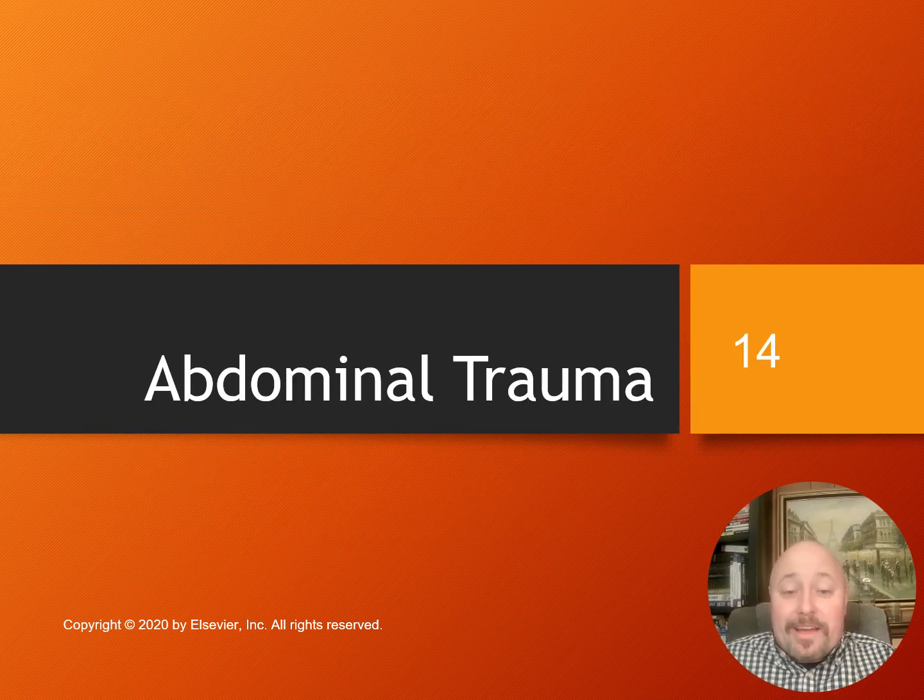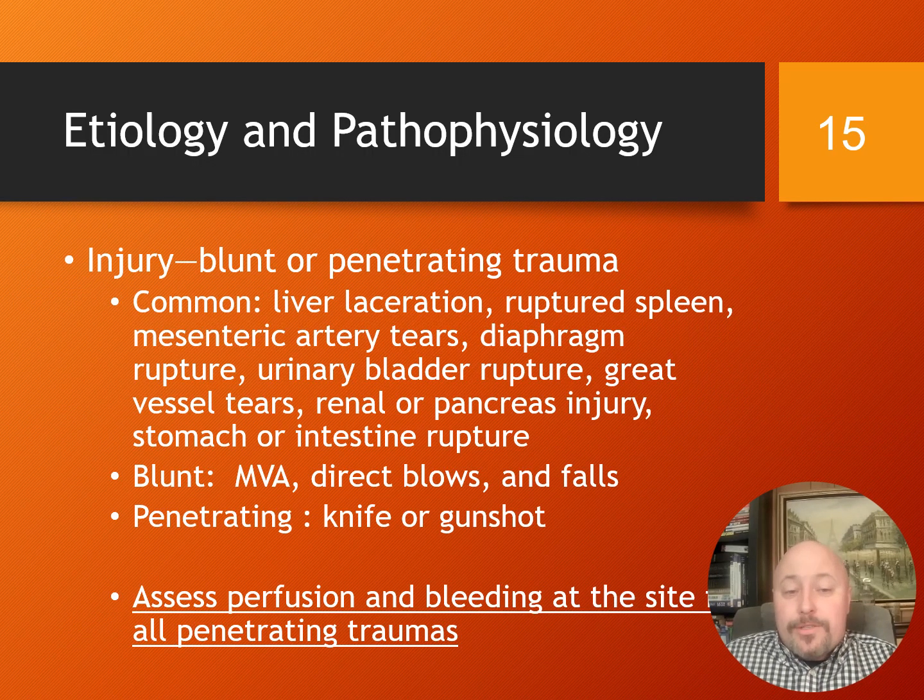Moving on, let's talk about abdominal trauma. These are injuries that could be a result of either blunt or penetrating trauma. Common areas are liver lacerations, ruptured spleen, mesenteric artery tears, diaphragm rupture, urinary bladder rupture, great vessel tears, renal and pancreas injury, stomach or intestine rupture. Could be blunt trauma in the form of motor vehicle accidents, direct blows and falls, or penetrating, such as with a knife or gunshot. Remember to assess perfusion and bleeding at the site in all penetrating traumas.